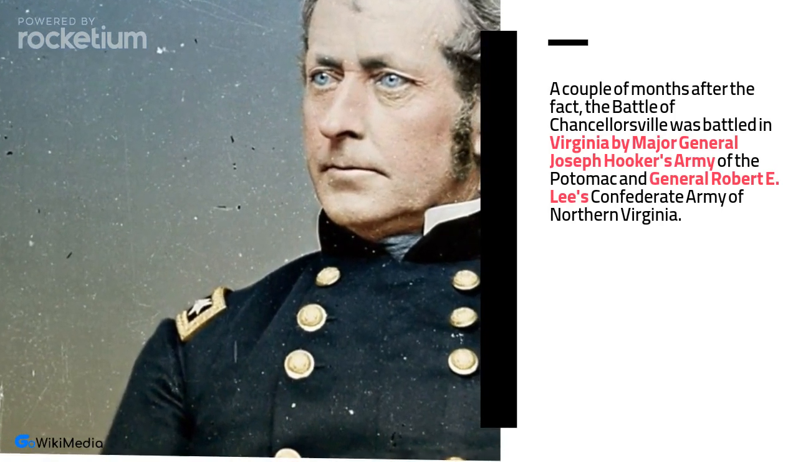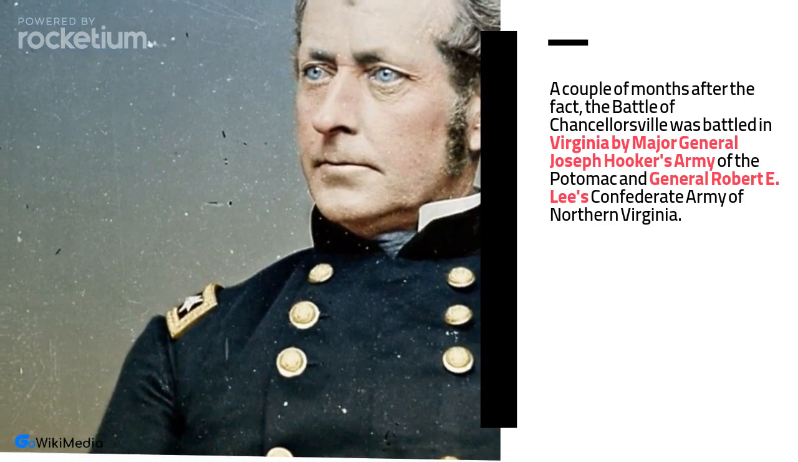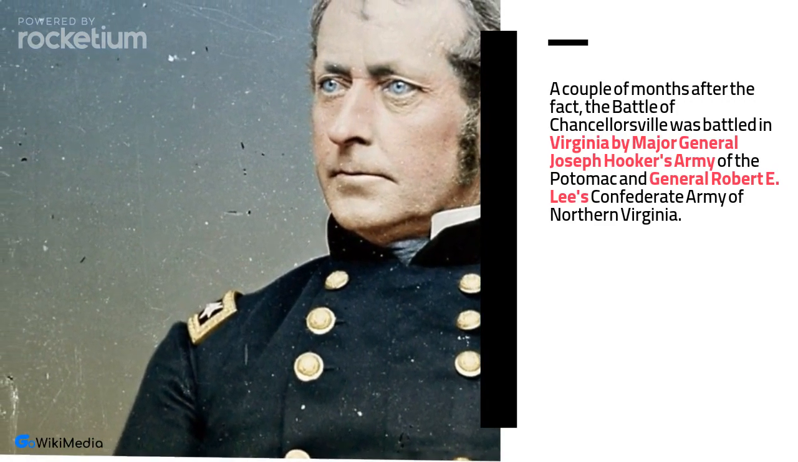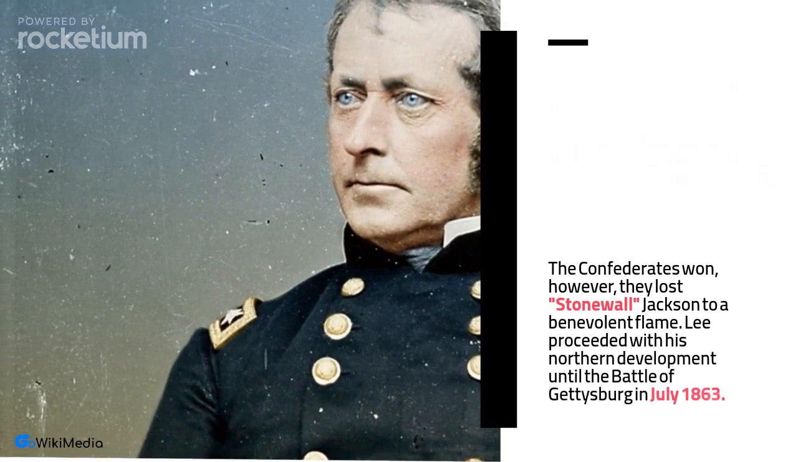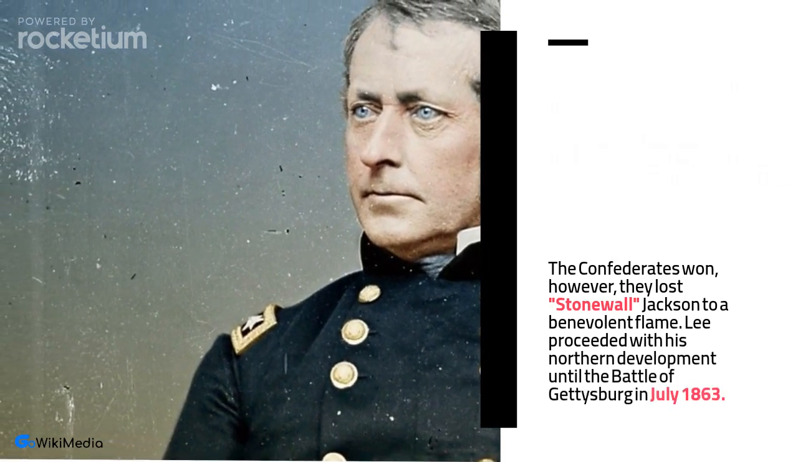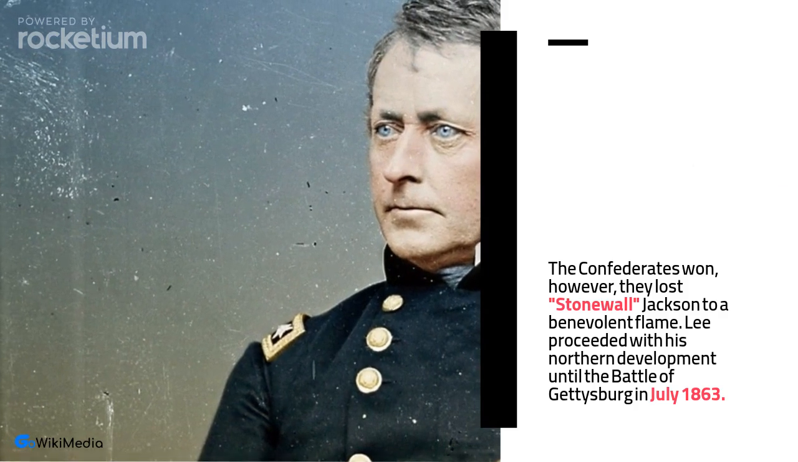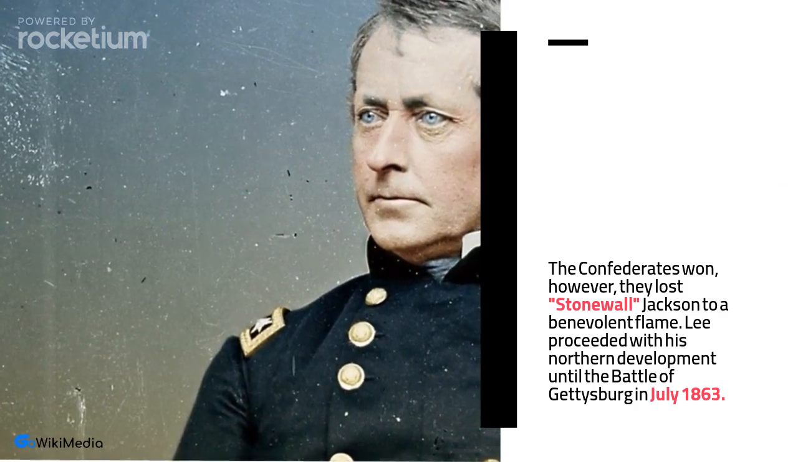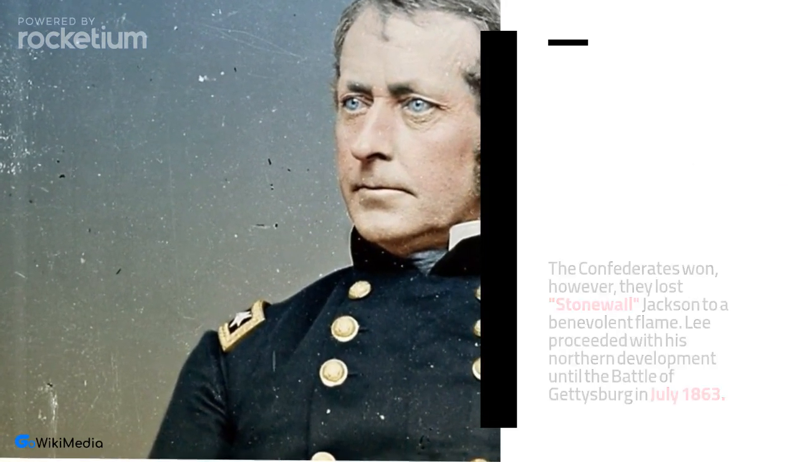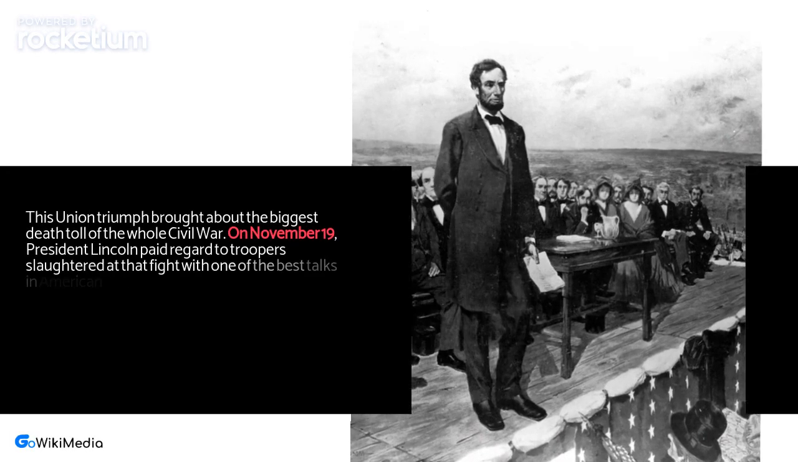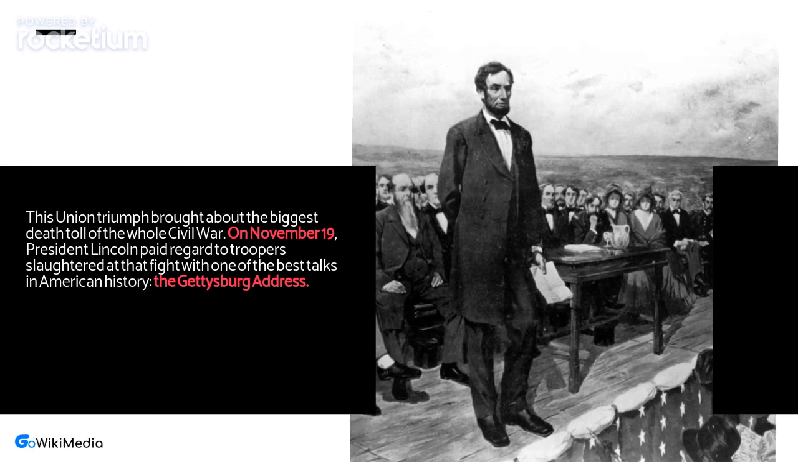A couple of months after the fact, the Battle of Chancellorsville was battled in Virginia by Major General Joseph Hooker's Army of the Potomac and General Robert E. Lee's Confederate Army of Northern Virginia. The Confederates won, however. They lost Stonewall Jackson to a benevolent flame. Lee proceeded with his northern development until the Battle of Gettysburg in July 1863. This Union triumph brought about the biggest death toll of the whole Civil War.